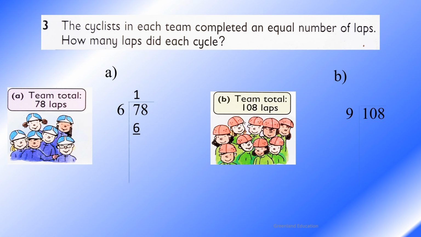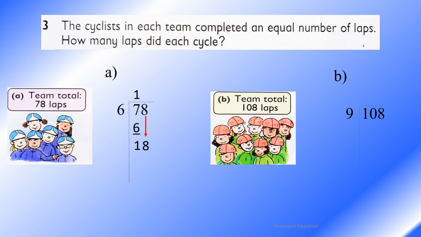Next you have to subtract 7 and 6. 7 minus 6, 1. The next step is you have to take 8 down. Then the whole unit we consider as 18. You have to consider next how many 6s are there for this 18. Again you check the times table. How many 6s are there for 18?